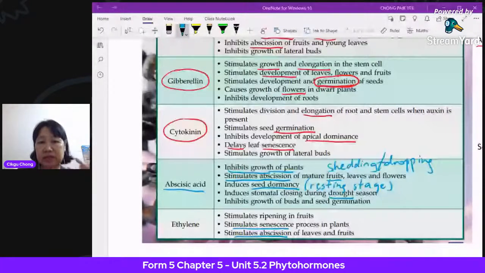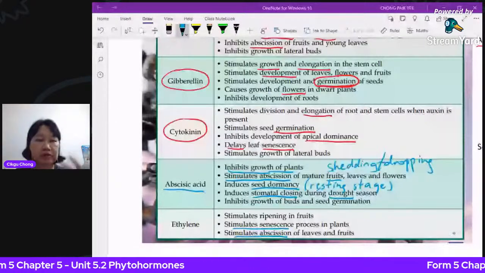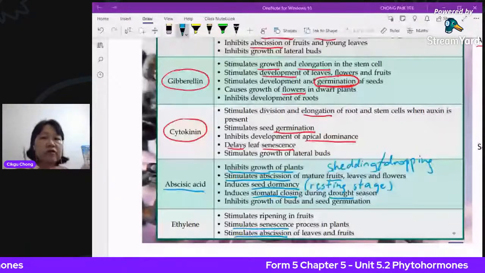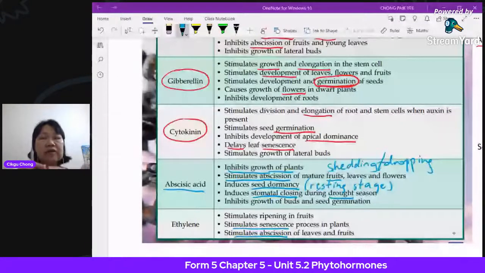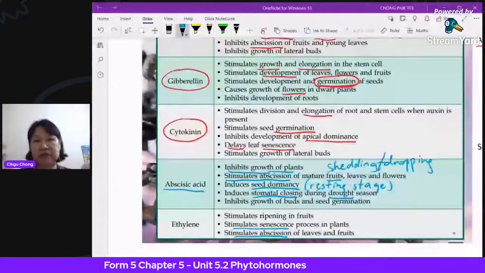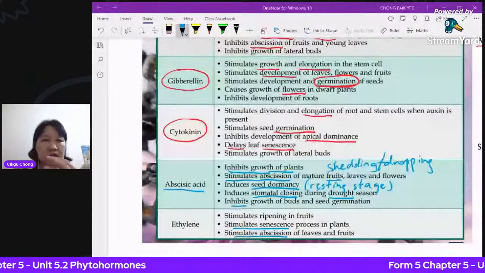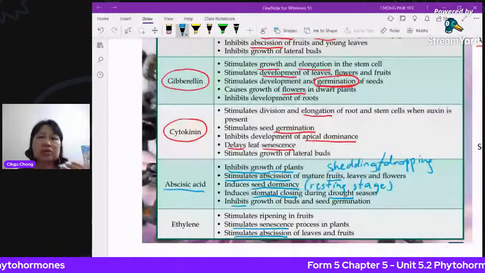And it inhibits the growth of buds, so it stops the growth. This is a negative. So always remember the hormones, one group will have more of the stimulating growth. That's the first three. Then the last two, we're going to talk about the opposite, which does not promote growth. It is the opposite effect.